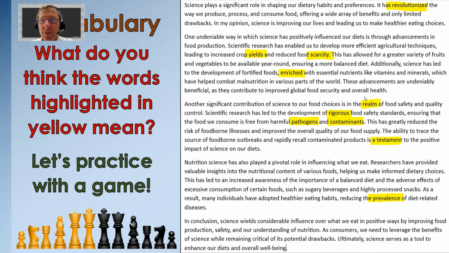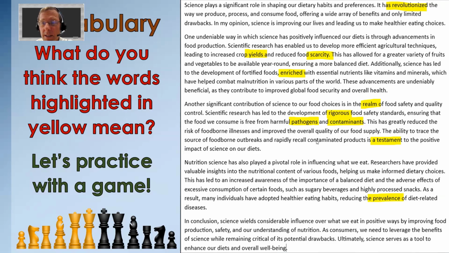In the realm of food safety, realm is like the area or the field. Not just food safety standards, but rigorous food safety standards. They're very strong to ensure that this food is safe for us to eat. It's free from pathogens and contaminants. These are things that could hurt us.